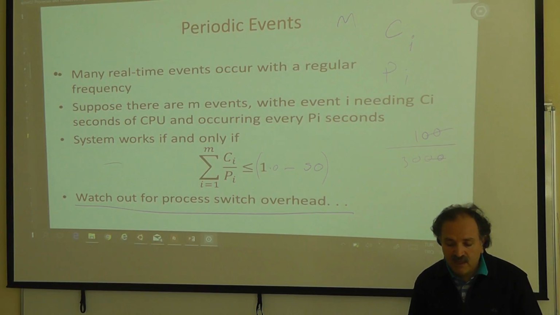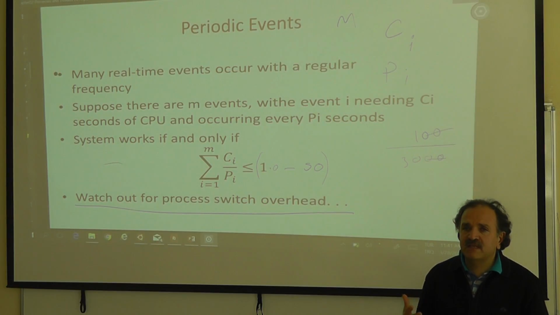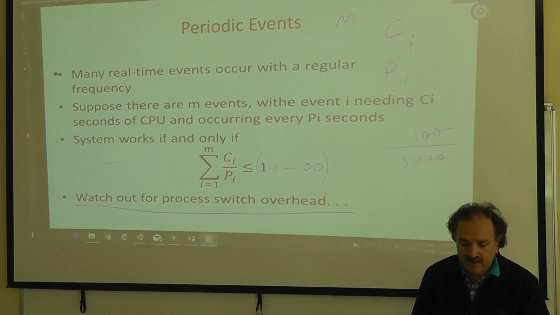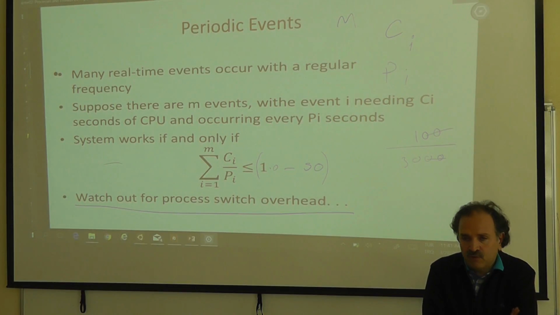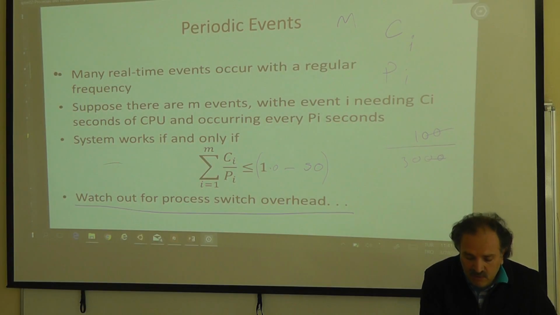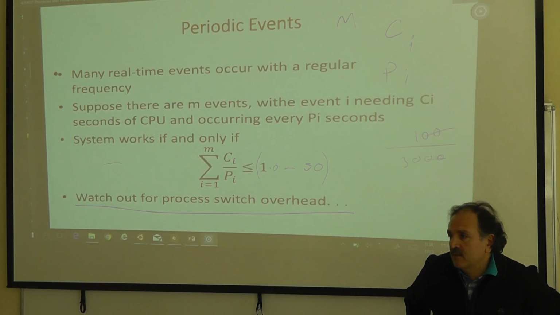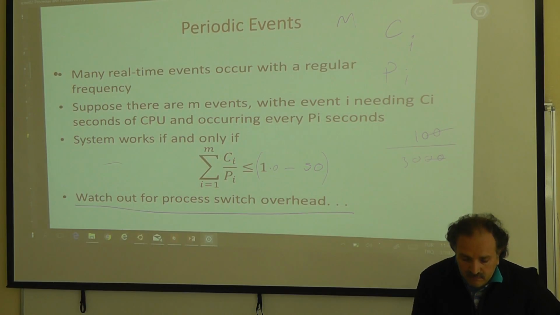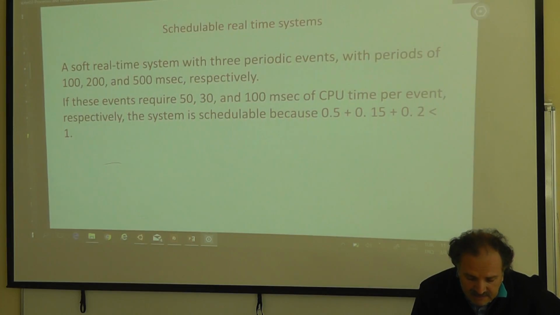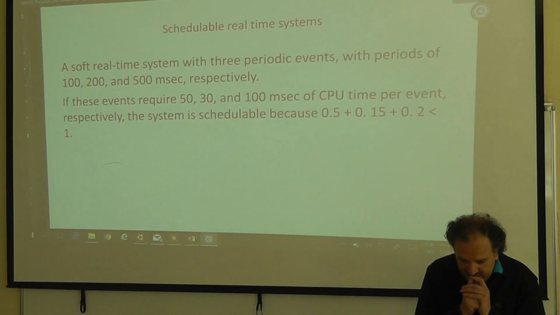If you are running a single process, this calculation is very simple. If you are not using the CPU 100% of the time, then you are okay with a single process. If you have more than one process, then you need to make this calculation. Any questions? Okay. So this is something that we need to keep in mind.